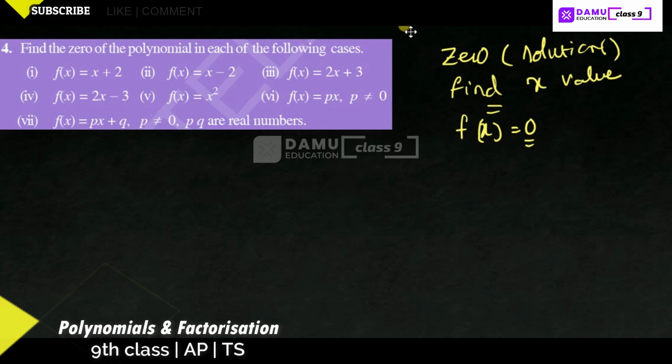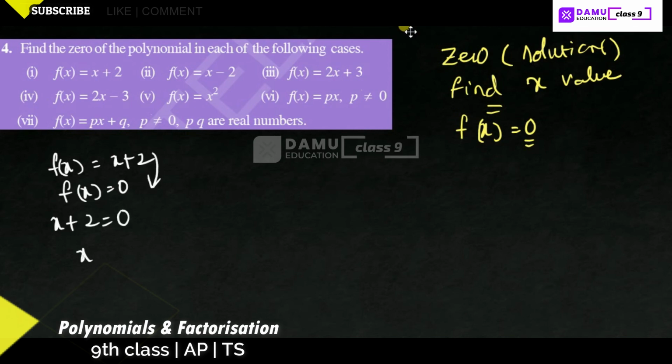So now we will see the first one, f of x is equal to x plus 2. As I told, f of x should be equal to 0, so on the right hand side we equate. x plus 2 is equal to 0, then x is equal to 0 minus 2. So x is equal to minus 2. This is the zero of that. So minus 2 is the answer for the first one.